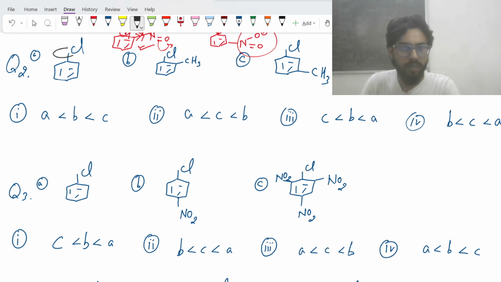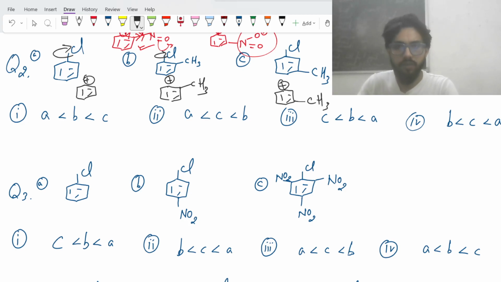So if you lose this chlorine, then what will be the scenario? This will be like this, okay, and here you will get this kind of thing after losing the chlorine, right? Here we have the methyl group, and in the third case we have this at meta position, right, CH3. Now here you need to keep in mind that this methyl group acts as a what? It will show the plus I effect, okay. So by plus I effect, it will donate the electrons, okay.